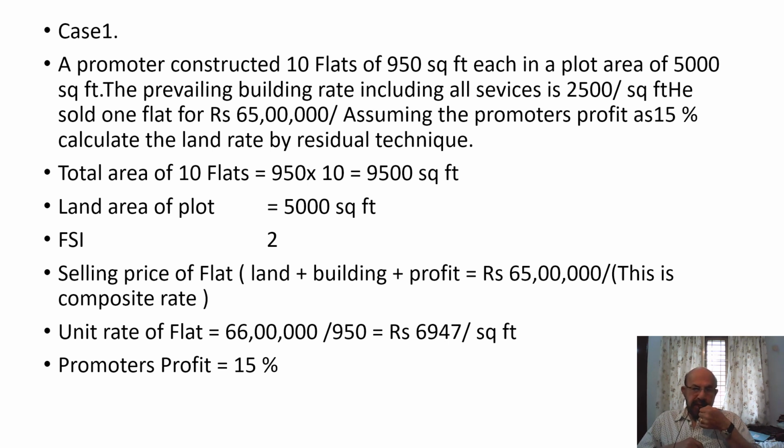Total area of flats, 10 flats is equal to 950 into 10 is equal to 9,500 square feet. Land area of the plot is equal to 5,000 square feet. FSI is equal to 2. Selling price of flat, that is land plus building plus profit, is equal to rupees 65 lakh. This is the composite rate. Unit rate of flat is equal to 65 lakhs divided by 950 is equal to rupees 6,947 per square foot. Promoter's profit is 15%.